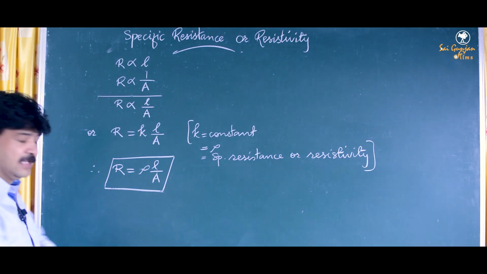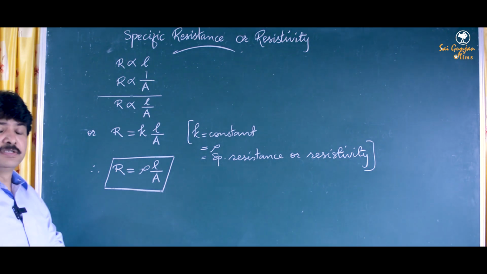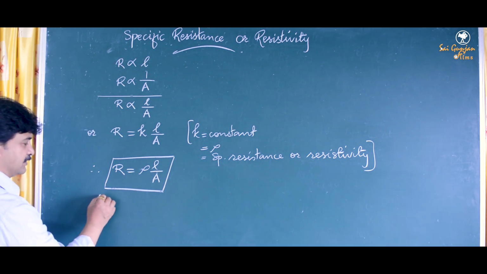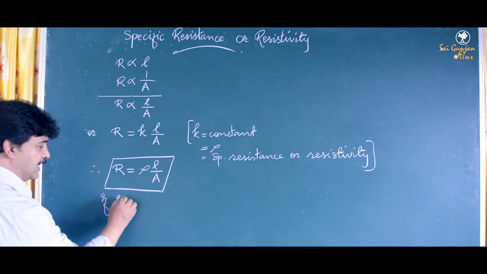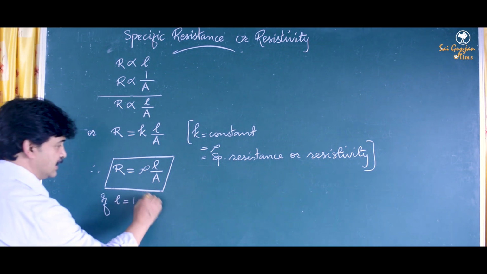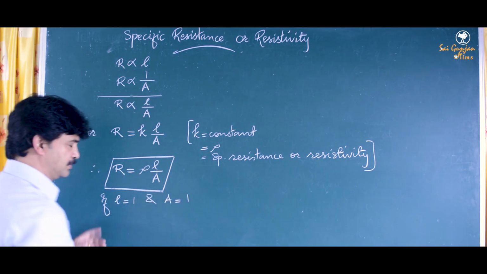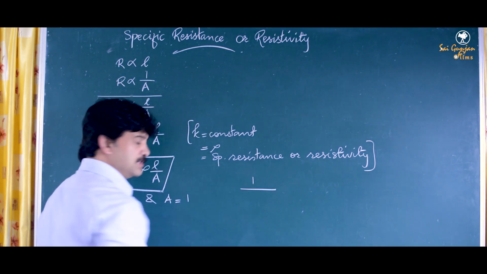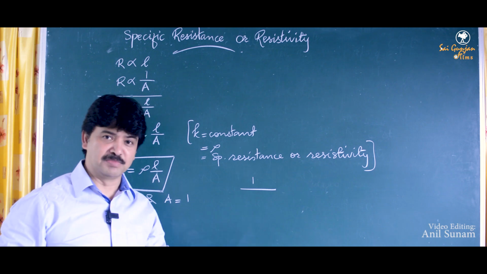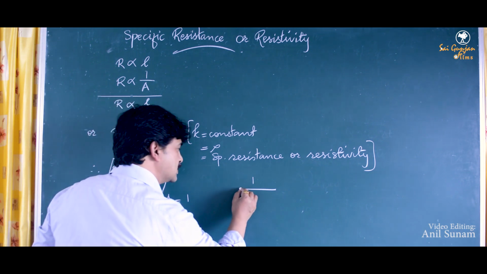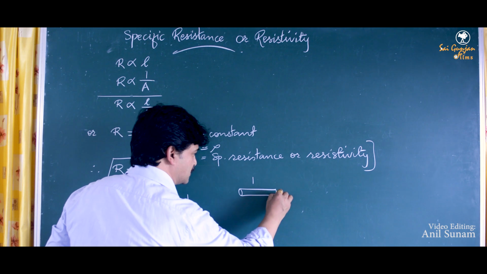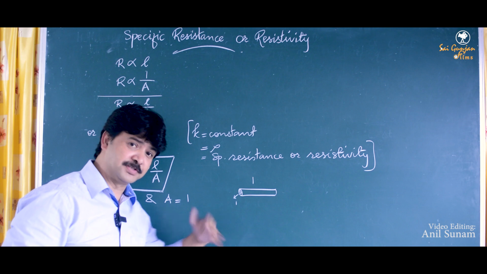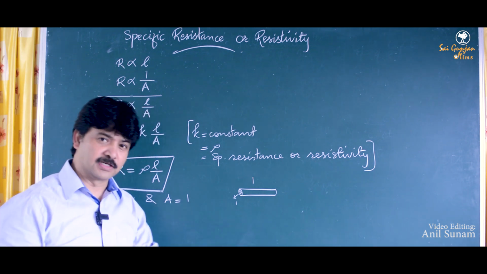Now, this formula will give us the definition of the specific resistance. Let's see how. In this formula, if we take L equal to 1 and A also equal to 1, what does it mean? That means we are taking a wire whose length is unit, like 1 centimeter or 1 meter, and whose cross-sectional area is also 1, like 1 centimeter square or 1 meter square.